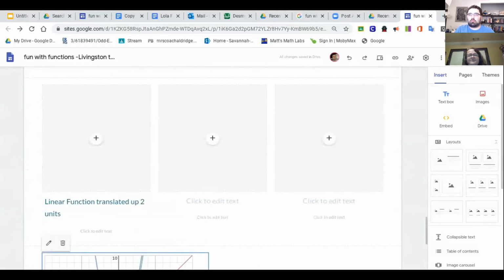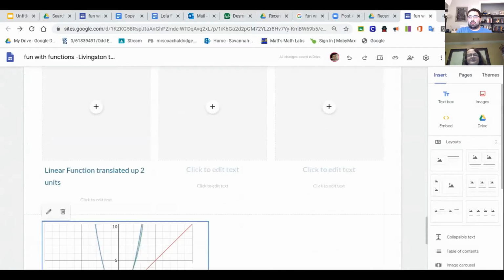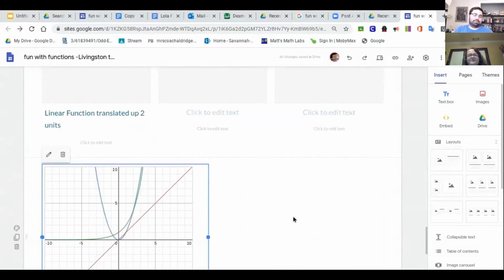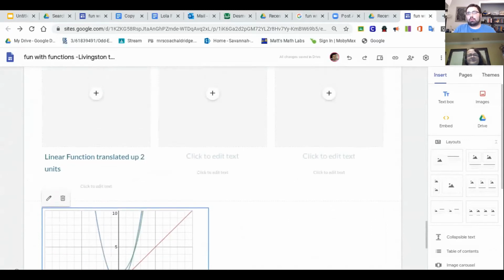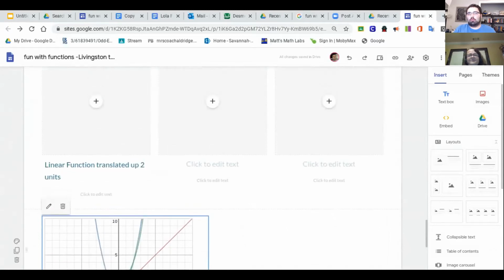Isn't that cool? I should put a picture at the top, for sure. Yes, definitely. I think that's pretty cool because this whole section on transformations is graphs.